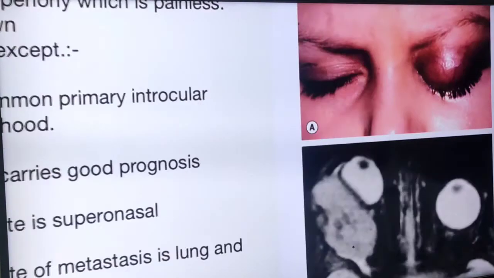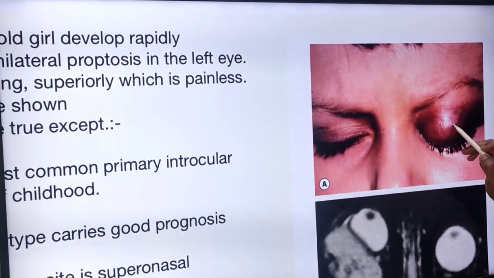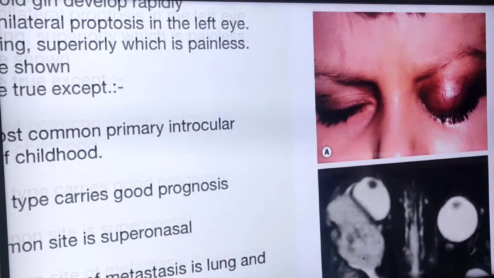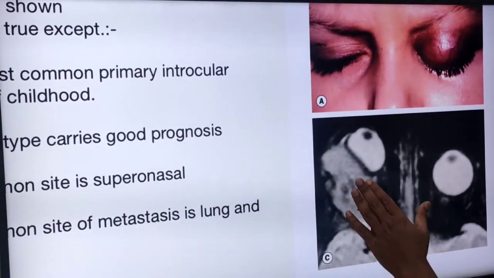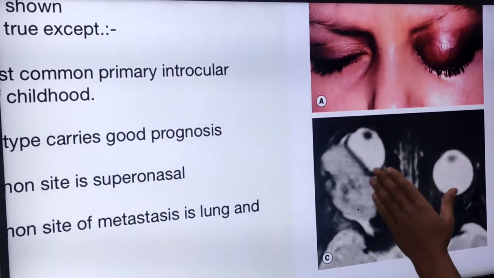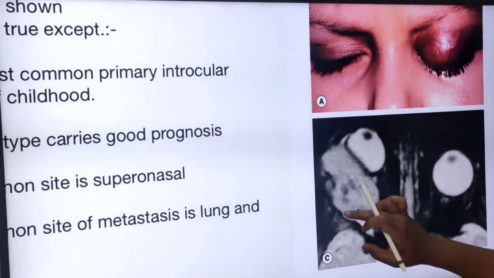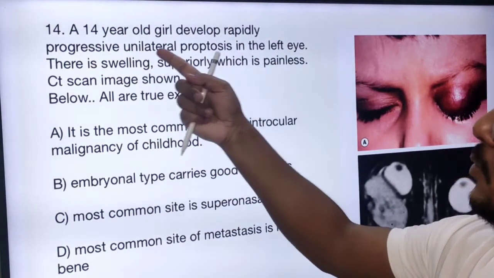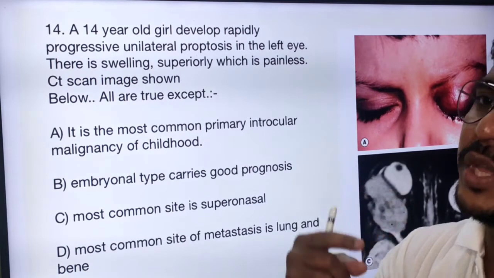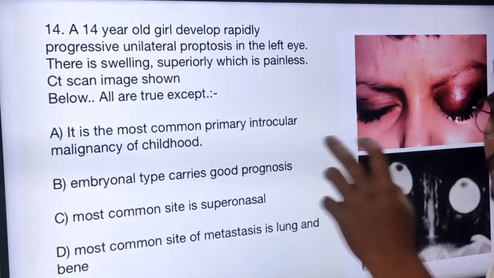Can you see here, this is swelling in the superior area, and the vessels are very prominent here. In the CT scan, you can see on the left side there is a homogeneous mass which is pushing the eye outward and bulging. Homogeneous mass you can see here, extraorbital portion. Now look at the age, look at the rapidly progressive, unilateral painless condition. This is showing that some malignancy is going on there. So what is this malignancy you suspect here?